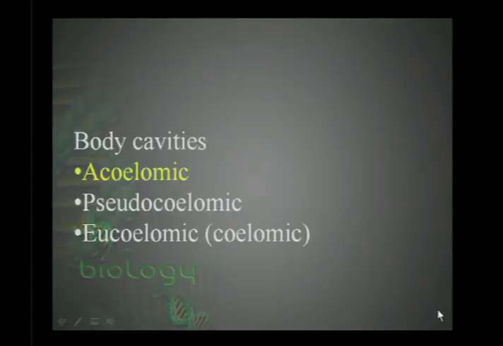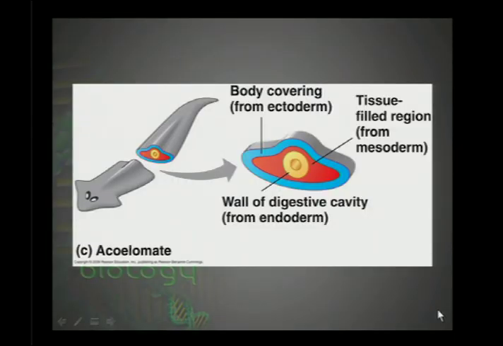Some organisms we describe as being acoelomic, and these are animals that do not have any kind of a body cavity within them. So if we're looking at something called a planarian flatworm, and we'll be discussing these in a future module, the blue represents ectodermal tissue, which would be the outer integument or skin. The yellow represents the endoderm lining the intestinal tract. So again, the intestinal tract is basically a tube here.